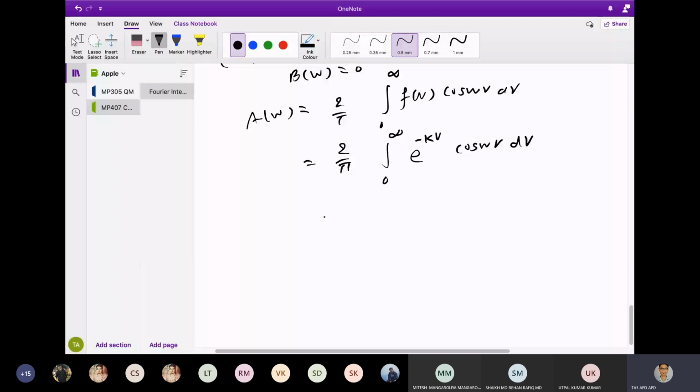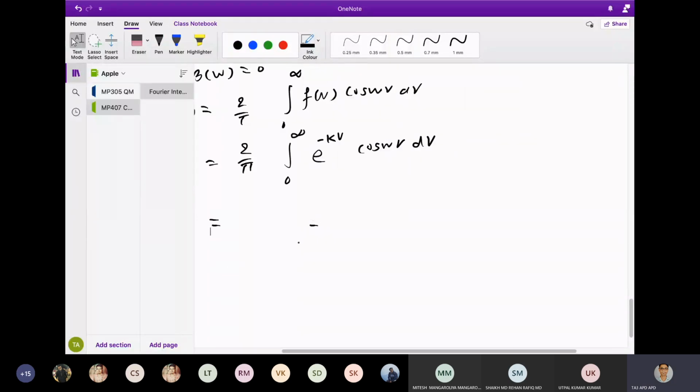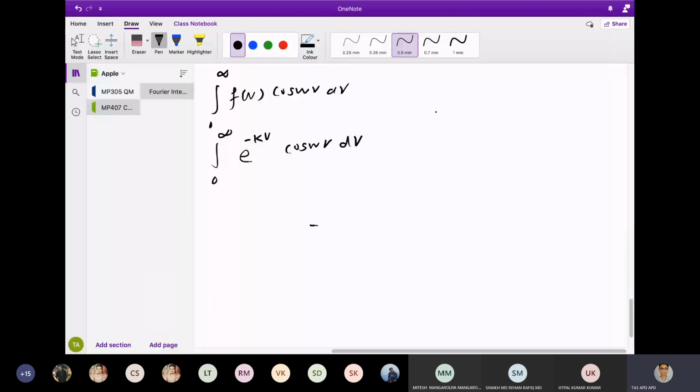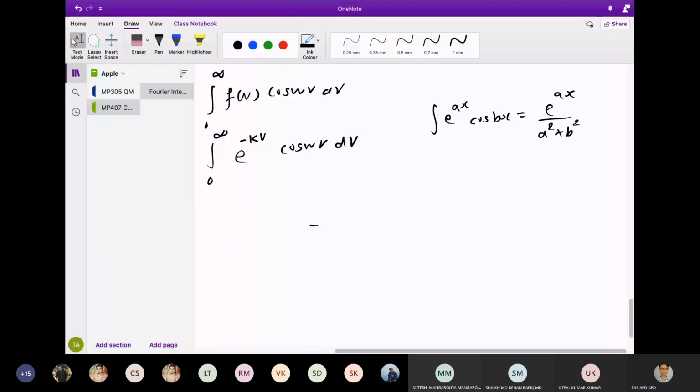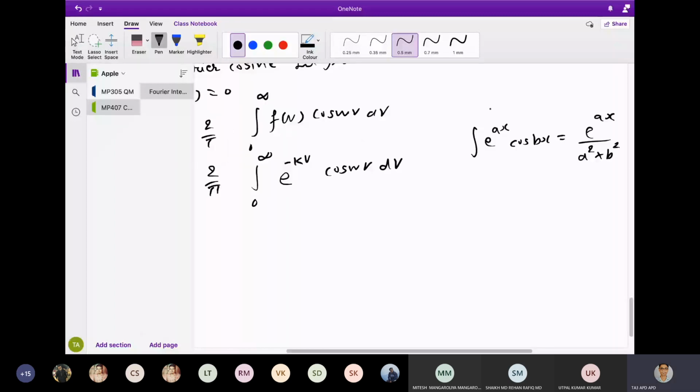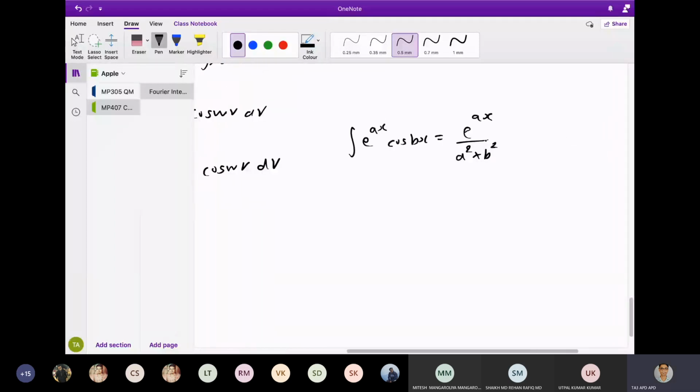Now, to do the integration, we need to directly apply the formula. The formula for the integral of e raised to ax cos bx is e raised to ax upon a square plus b square, into a cos bx plus b sin bx.